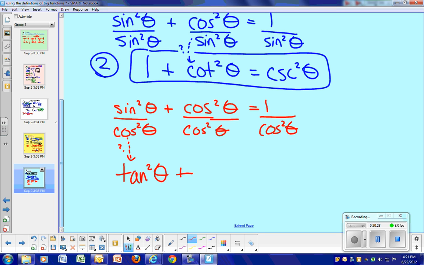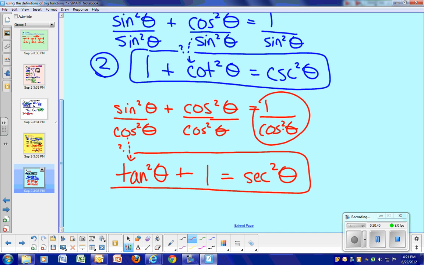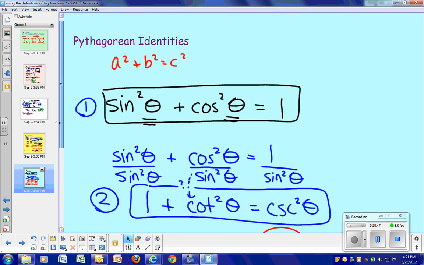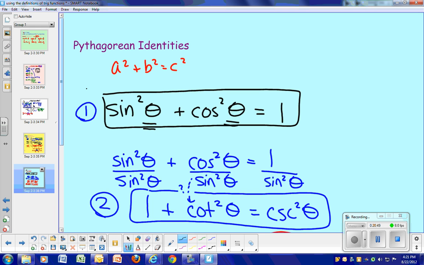Something divided by itself is 1. And this part, you'd think, well, the reciprocal of cosine, that's what that says. The reciprocal of cosine is secant, and then this square just comes along. So this thing in the third box is the third and final Pythagorean identity. For now, just have these in your notes. Do your best to memorize this first one because it's going to get used a lot.